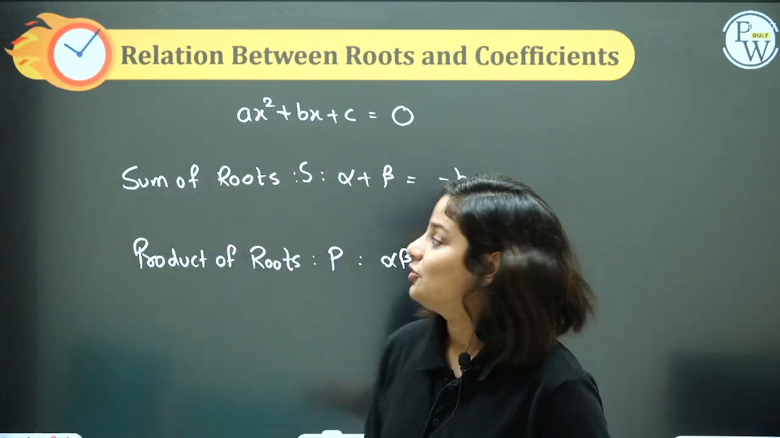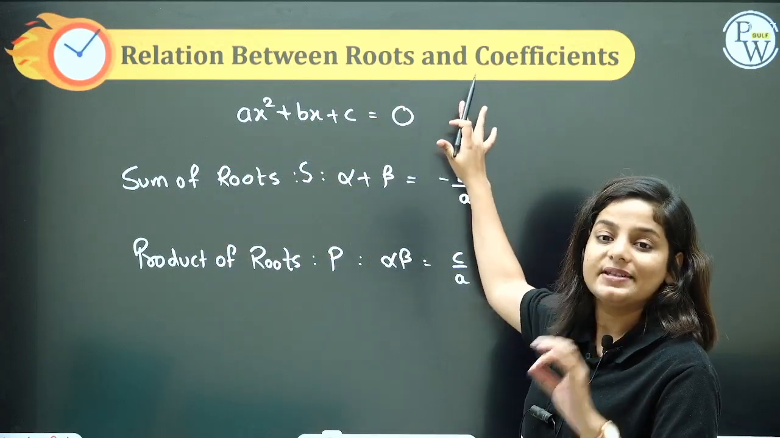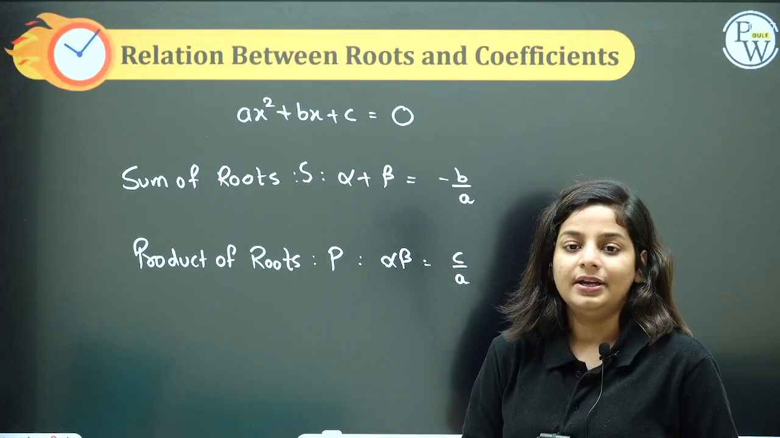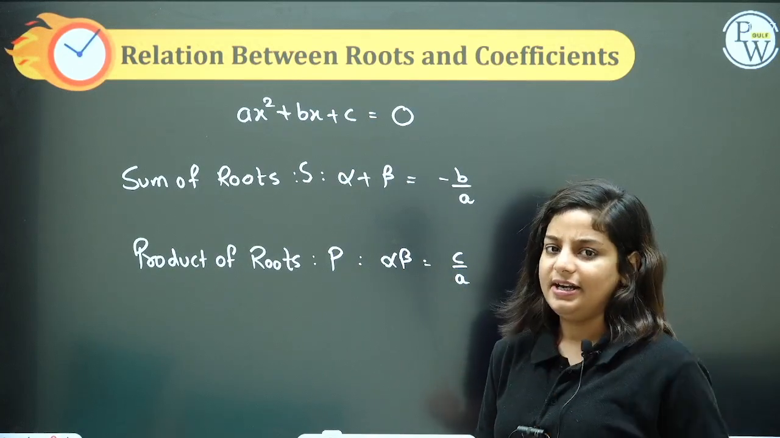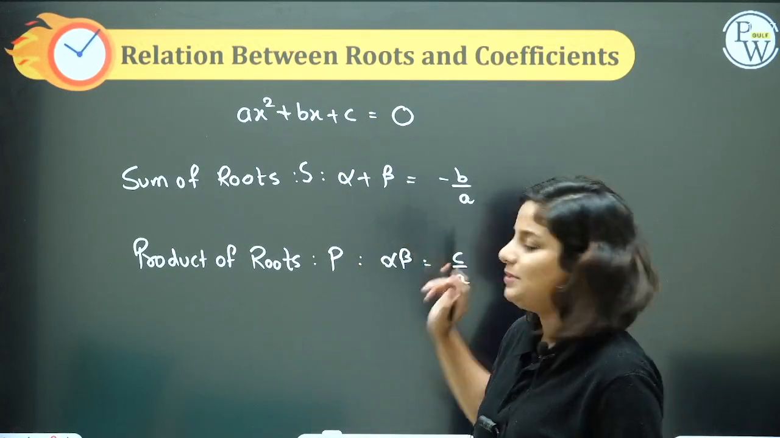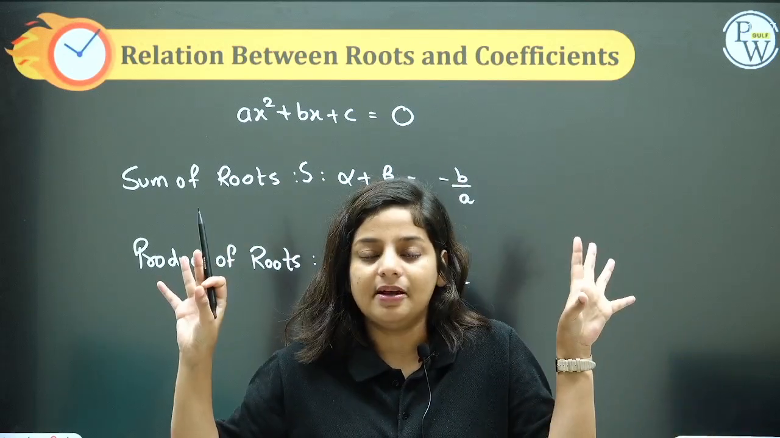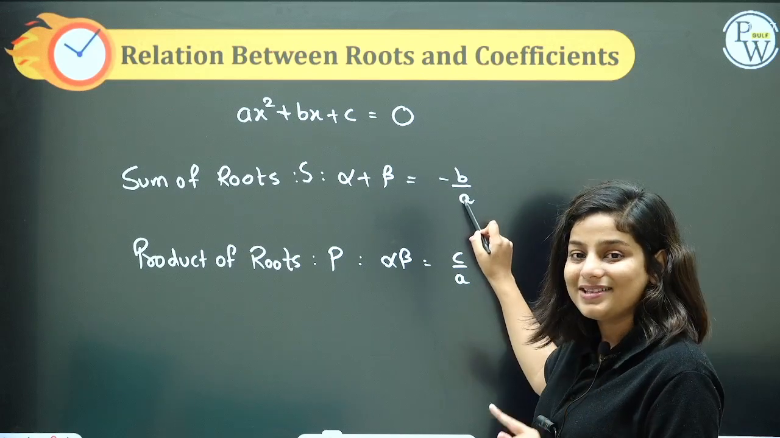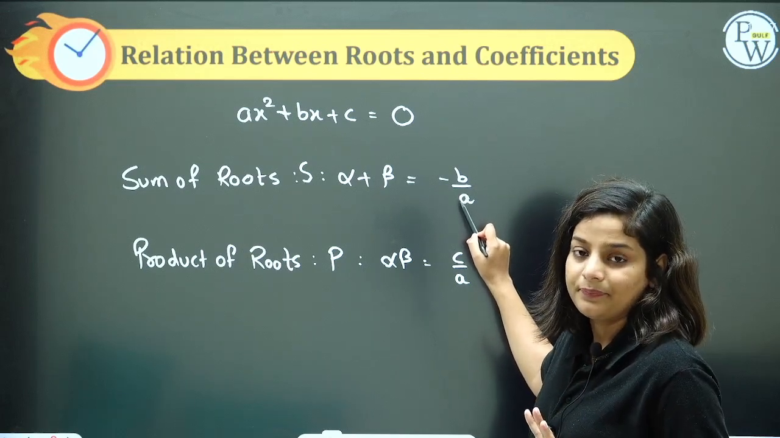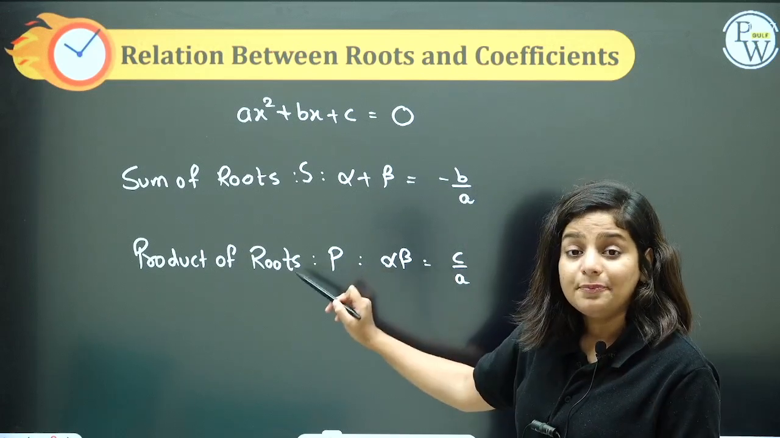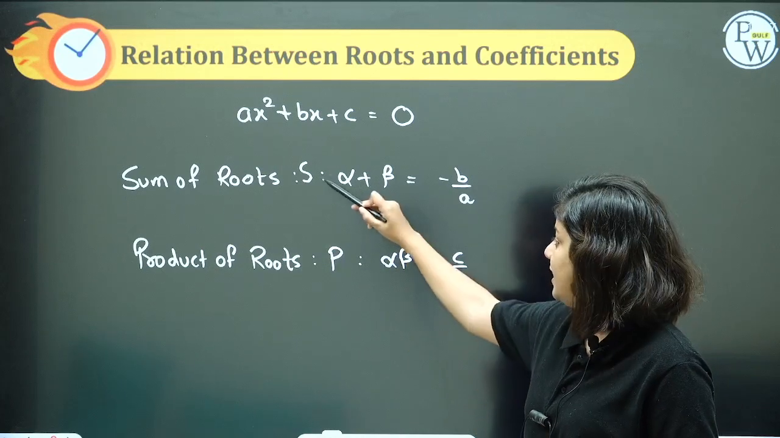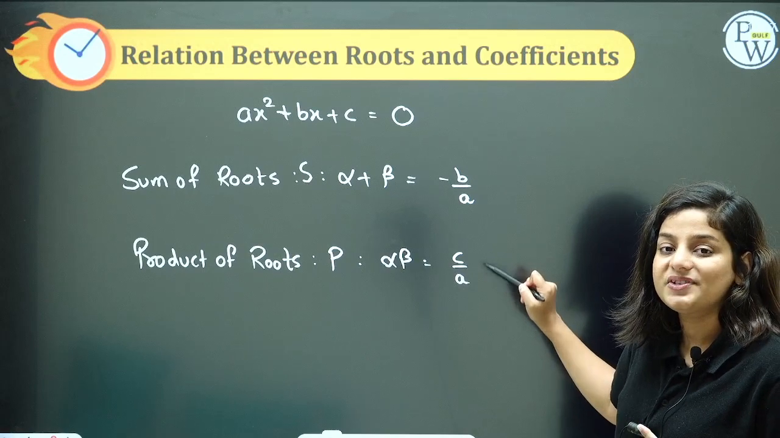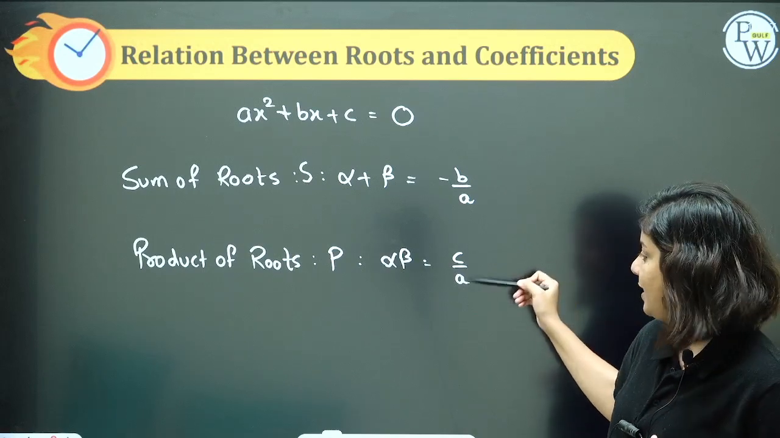Next, talking about the relation between roots and coefficients. If this is your quadratic equation, then the sum of roots, we have studied in class 10. Let's say the roots are alpha and beta. Sum of roots alpha plus beta is minus coefficient of x upon coefficient of x square, minus b by a. And the product of roots alpha into beta is the constant upon the coefficient of x square, c by a.